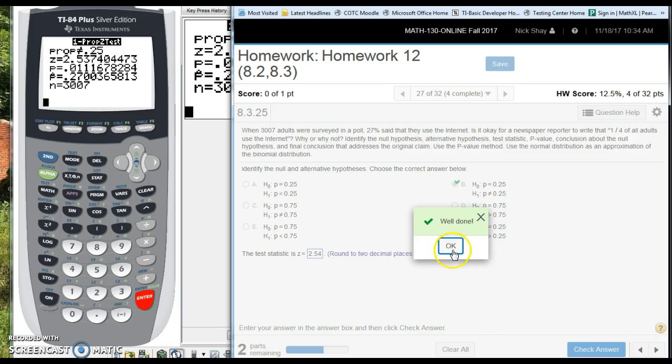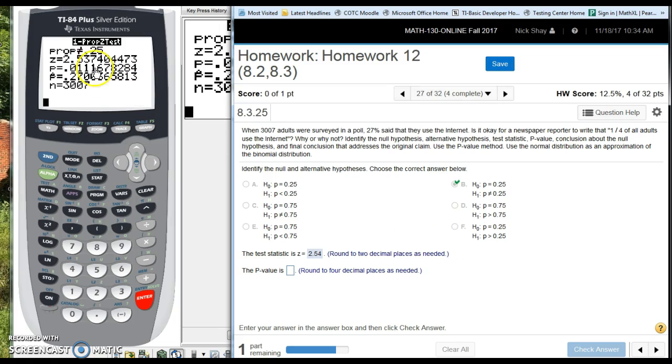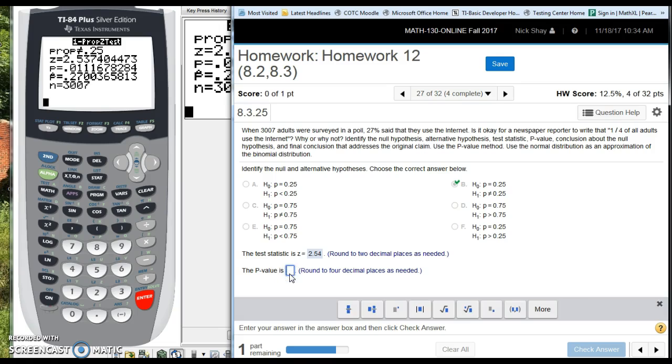And it's going to ask for our p-value next, which is this right here. We round this to 4 decimal places, so 0.0112, because that last one would round up to a 2.